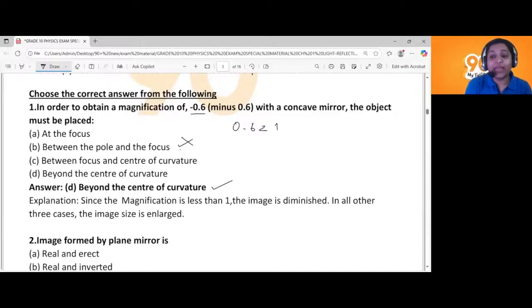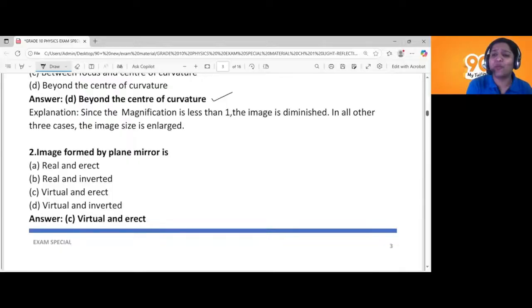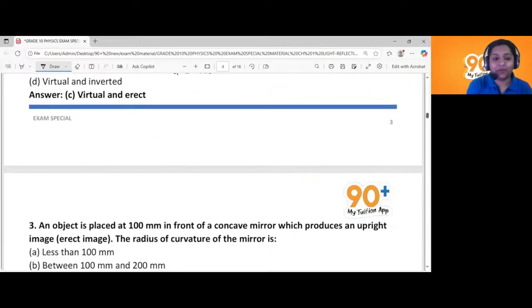Then image formation in a plane mirror. The characteristics of the image formed in a plane mirror. We know that the image formed in a plane mirror is virtual, erect, and the distance of the image is the same as the distance of the object. Height of the image is equal to height of the object, or the size of the image is equal to the size of the object. Laterally inverted. So these are different points. So the image formed by a plane mirror is virtual and erect.